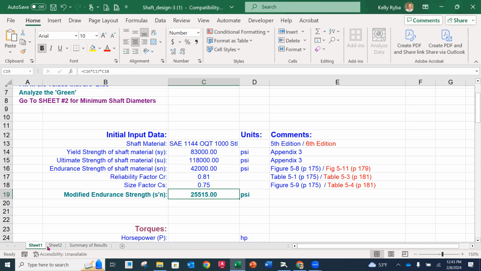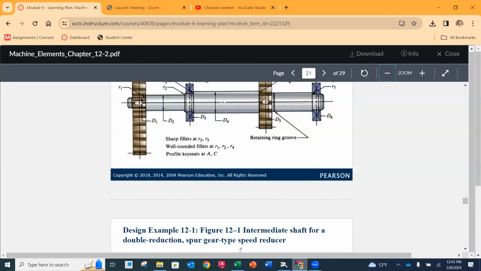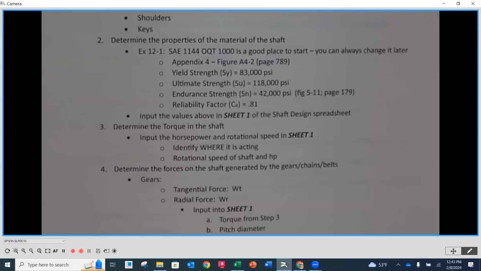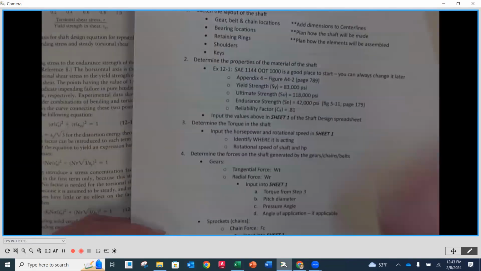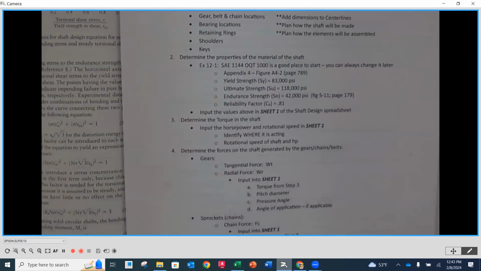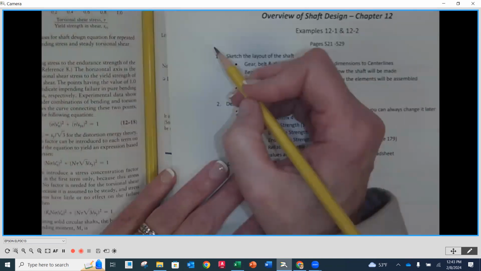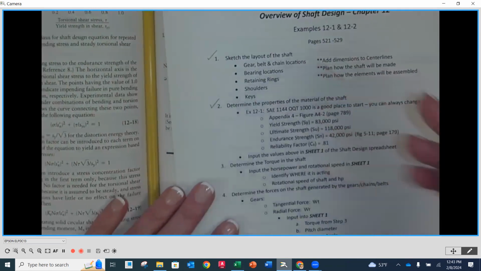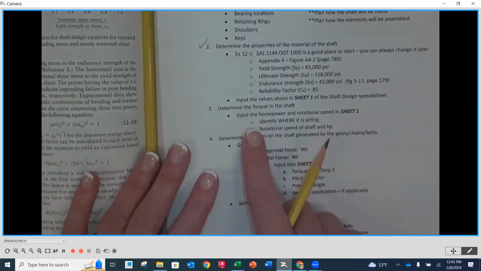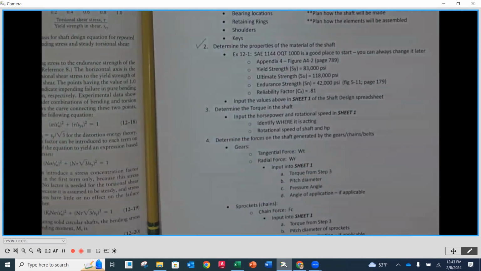So we'll continue to follow along back on our example here, and we'll also look at where we're at on our procedure on our handout. The reason I have the handout is because we deviate a little bit, and there's some things in here that you'll be adding that they don't do. So on our sheet here, our procedure, we're done with number 1, we're done with number 2. Now we're ready to determine what our torque is in the shaft.